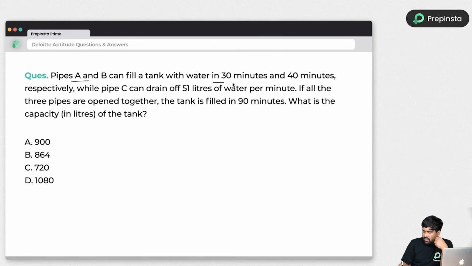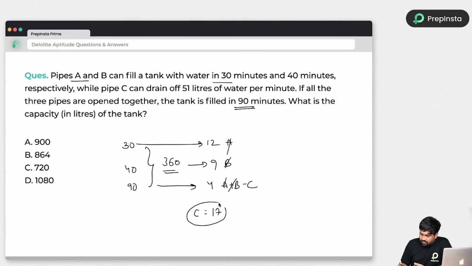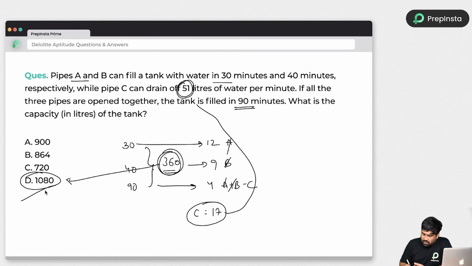So A and B work is given. Immediately I will write 30, 40, and all together is 90. So the LCM is 360. This is the capacity of the tank. So 360 by 12 here, I am explaining; in the exam I won't do any explanations. 360 by 12, and this one is 9 times, it will cancel. 90 will cancel 4 times. So A, B and A plus B minus C. By subtraction, C will get 17. So 17 for 360 liters. In order to get 51 liters, multiply by 3. Answer completed.